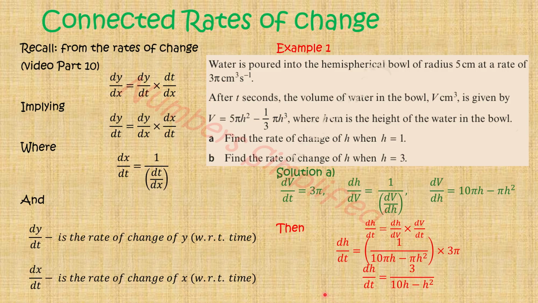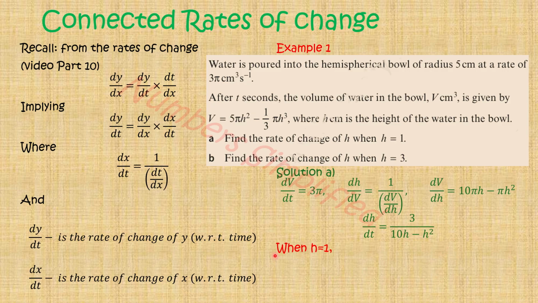Right, so now that we have the dh/dt formula, we are going to look at it when h is equal to 1. So now when h is equal to 1, wherever we have h, we are going to substitute that with the 1, so that we have 3 over 10 times 1 minus 1 squared, and that would give us 1/3 centimeter per second. And that's the answer to part A.